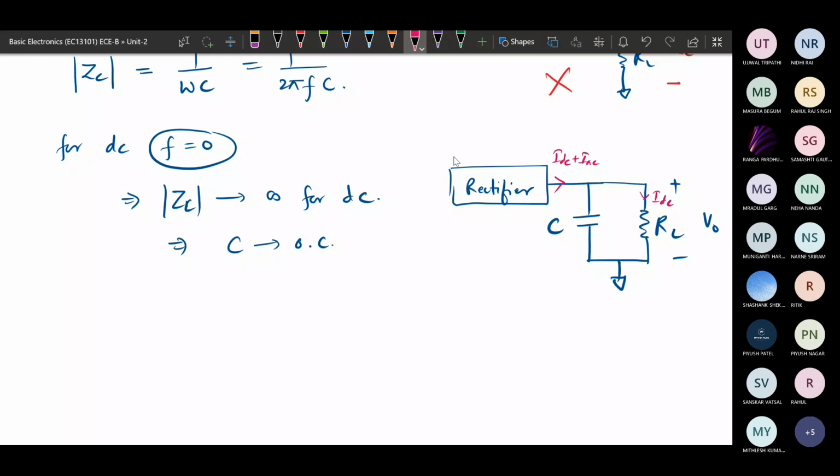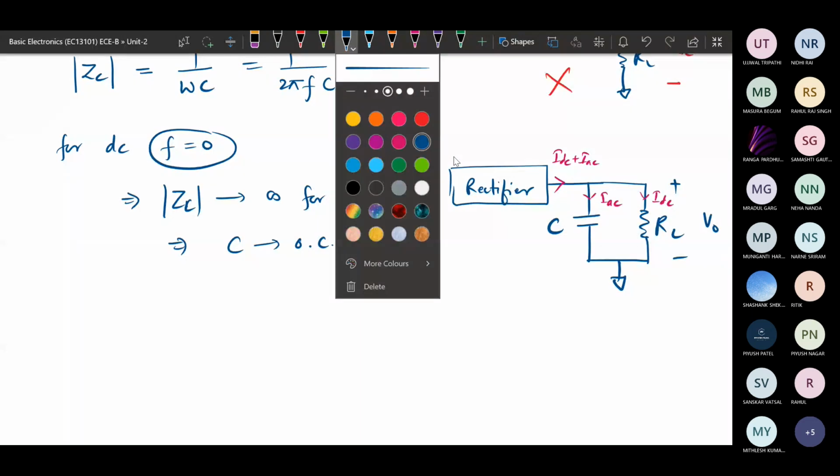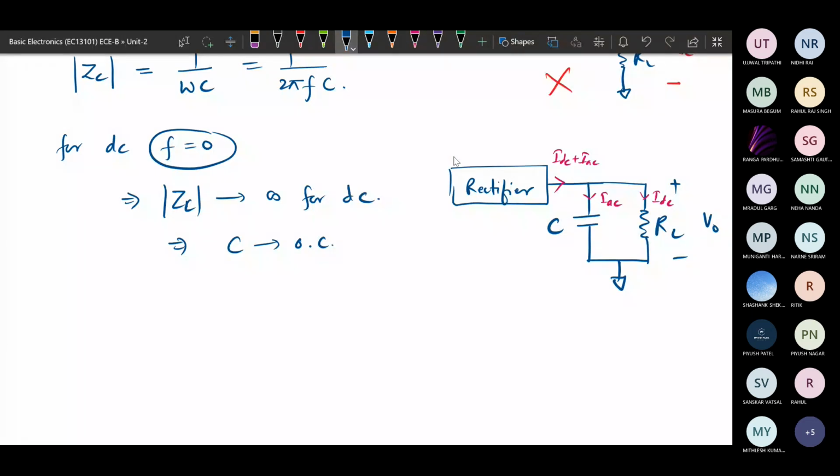DC cannot flow through this, and this C value will allow only the AC component. So the AC component will pass through the capacitor, and the remaining DC component will pass through the resistance. Okay, so this is the motive. Basically, we are filtering out the DC and considering the AC component out of the output voltage that we require.